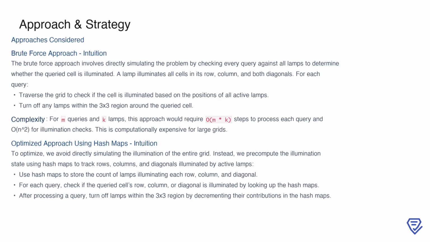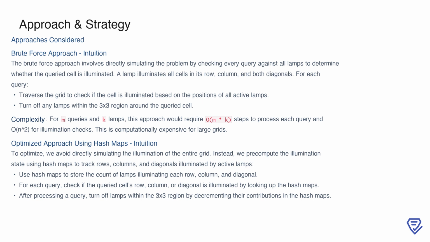To solve the grid illumination problem, let's start by understanding the brute force approach. The intuition here is to simulate the problem directly by checking whether each query cell is illuminated. A lamp illuminates all cells in its row, column, and both diagonals. For every query, we would traverse the grid to determine if the queried cell falls within the illumination range of any active lamp. After processing the query, we would turn off any lamps within the 3x3 region surrounding the queried cell.